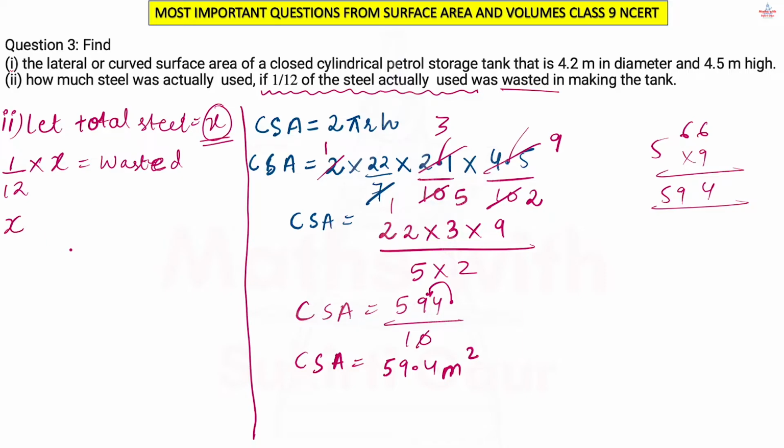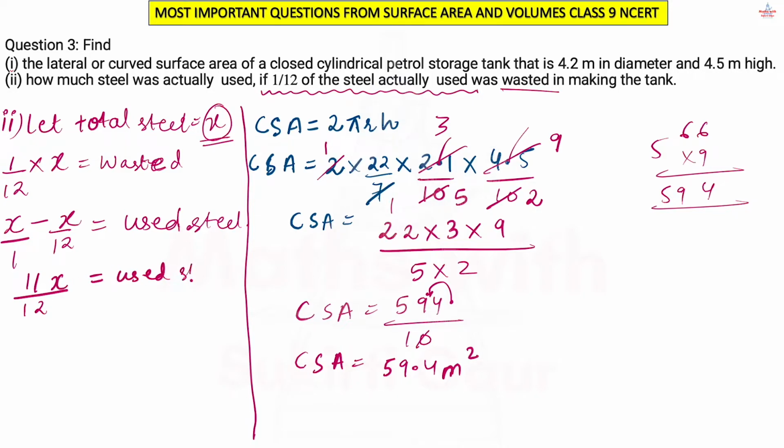If the total steel was X and 1/12 of X was wasted, it means X upon 12. 1 upon 12 into X is X upon 12. Now out of total steel, when X upon 12 was wasted, if we subtract that wasted one, we will get used steel. Yes or no? So used steel we will get. Solve this part, you will get 12 in the denominator, and 12x minus 1x will get us 11x upon 12 is equal to used steel.